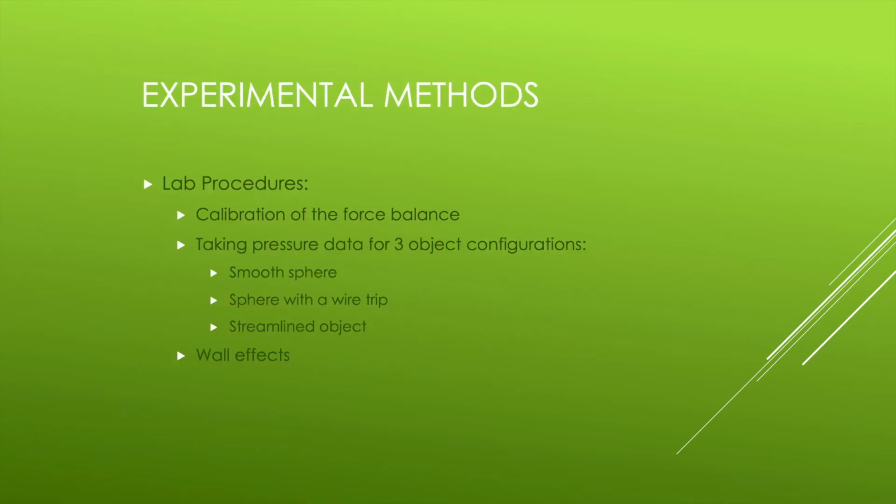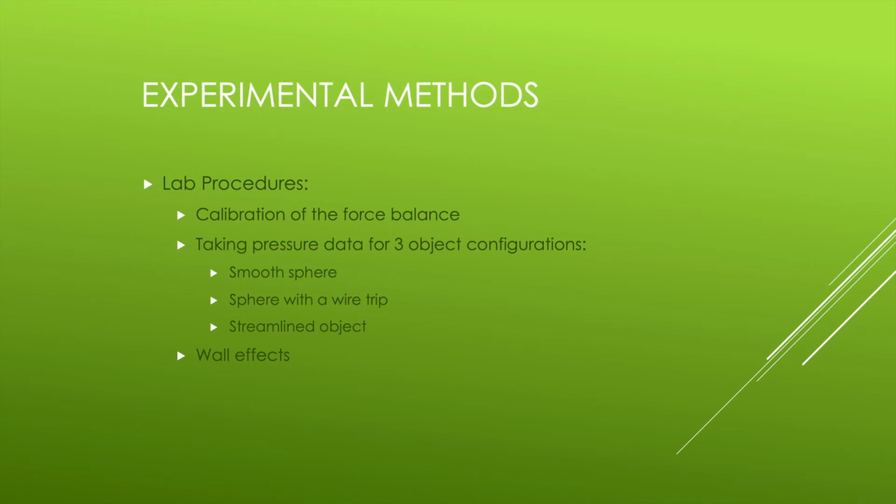The procedures done for this experiment include the calibration of the force balance, taking pressure data for 3 object configurations, and measuring the wall effects based on the different length cylinders. For the calibration, weights were used and placed on the sting balance at different locations. The weights varied as well as the angle of attack, and the resulting data was then plotted to verify a 5% error or less.